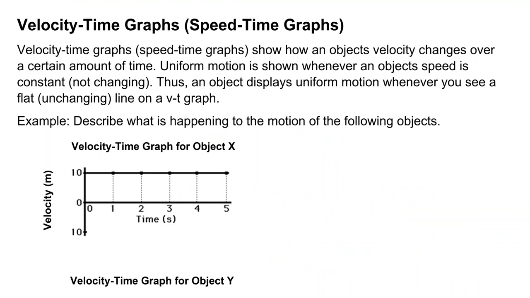Now we're going to take a look at velocity time graphs or speed time graphs, and they're a little bit different. The big difference between a distance time graph and a velocity time graph is the unit that's being represented on the vertical axis. Here we've got velocity, and that's totally different, hopefully you understand, than distance or displacement. Velocity time graphs or speed time graphs show how an object's velocity is changing over a certain amount of time. Uniform motion is shown whenever an object's speed is constant or not changing. Thus, an object displays uniform motion whenever you see a flat or unchanging line on a VT graph.